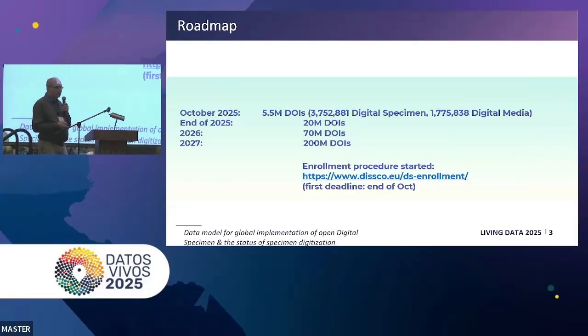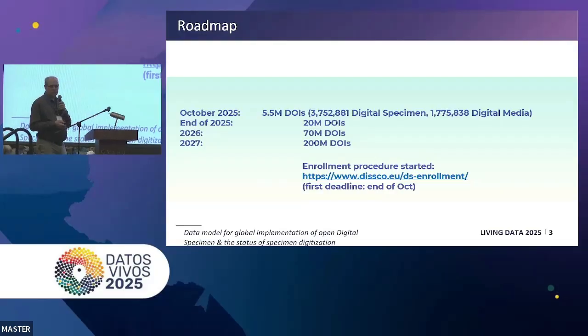A little bit about our roadmap. Currently, we have in DiSSCo minted about 5.5 million DOIs for digital specimens and their related digital media, mainly images. And we want to go to 20 million DOIs by the end of the year, and further ramp that up in the next few years. We started an enrollment procedure for that because we aim to mint DOIs for all the specimens in the world.